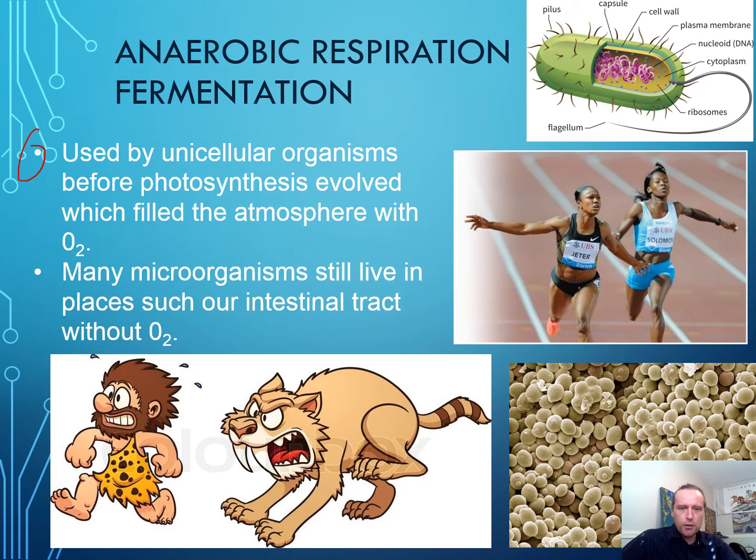Continuing, used by unicellular organisms before photosynthesis evolved, which filled the atmosphere with O2. So before chloroplasts started producing all that extra oxygen that they didn't use, this was the main way that cells would get ATP out of food molecules. This was the main way because oxygen wasn't available to accept those electrons. Many microorganisms still live in places such as our intestinal tract without oxygen, and those are typically considered healthy bacteria.